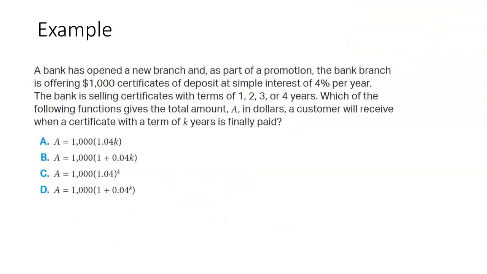All right? A bank has opened a new branch as part of a promotion. The bank branch is offering $1,000 certificates of deposit at simple interest of 4%. Simple interest is one of our two types of interest. Simple interest is linear. You invest an amount of money, they say, okay, for this amount of money, you'll get, I don't know, $5.30 in interest. And then every month we'll give you another $5.30 over and over again. So they're adding that amount to your account over and over. So the amount of interest you're getting isn't changing. You just get that same amount repeated. So simple interest is linear.